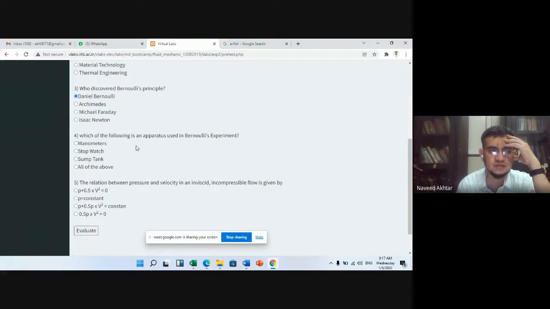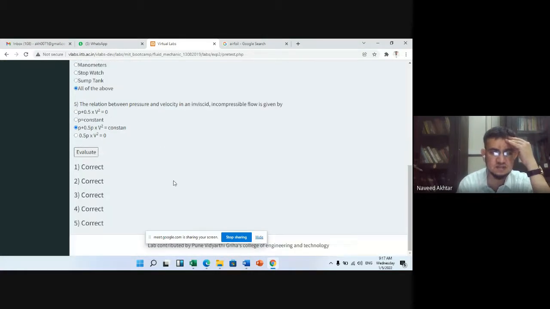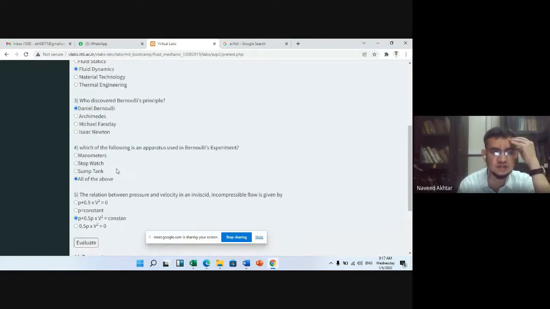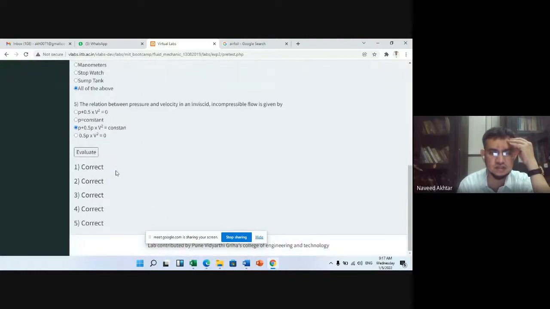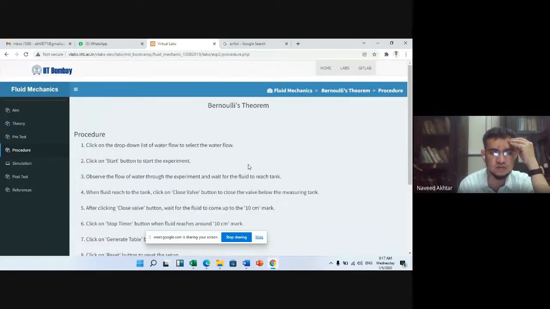Which of the following is an appropriate use in Bernoulli's theorem? Manometer. Okay, manometer, that is a fitted tube, or you can say the column head. That is nothing but a manometer. Stopwatch we also use sometimes. So all of them. And the relation between pressure and velocity in inviscid incompressible flow is given by P plus 0.5 rho V square equals constant. So there are some questions for testing your theory knowledge. You can do that. And after that, there is the procedure, how to perform the experiment.